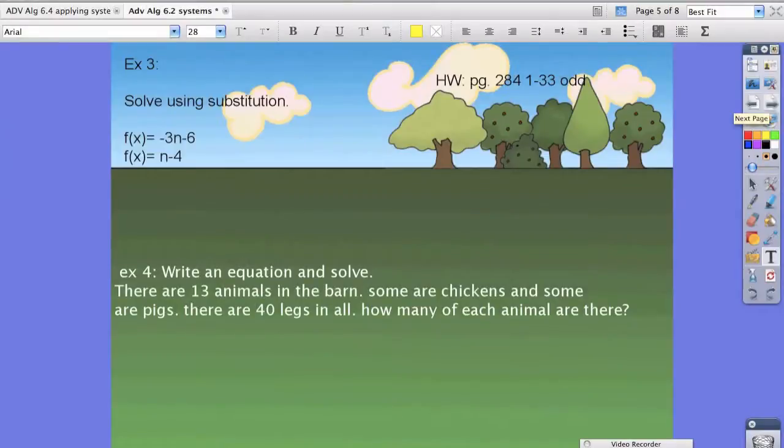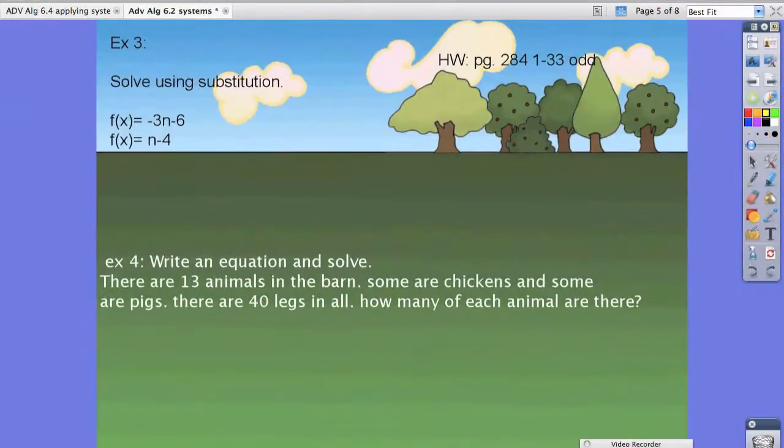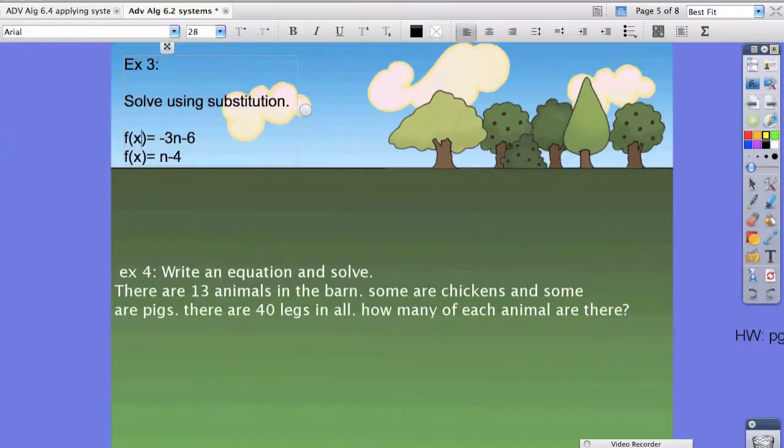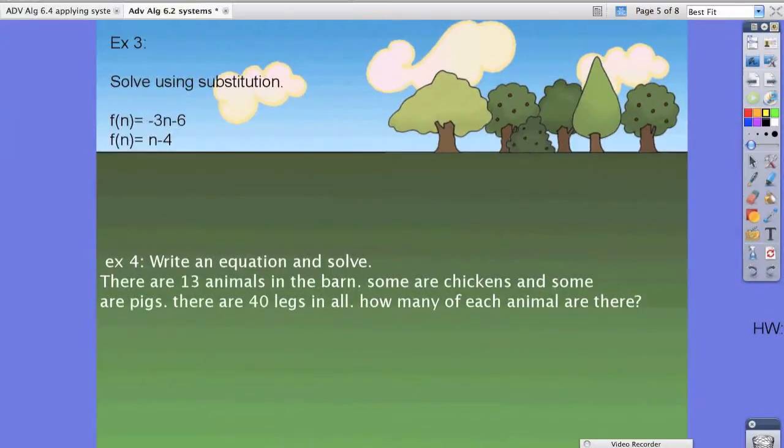So we'll do two quick problems. So the first problem, notice it says f of x. So in actuality, this should say f of n. Now, f of n equals negative 3n minus 6, that f of n is a function, and it's interchangeable with y.